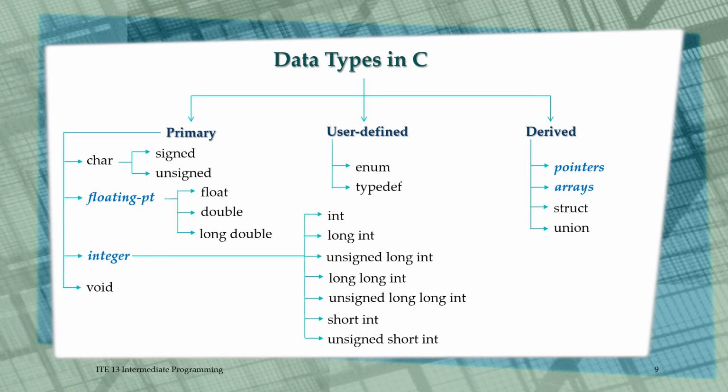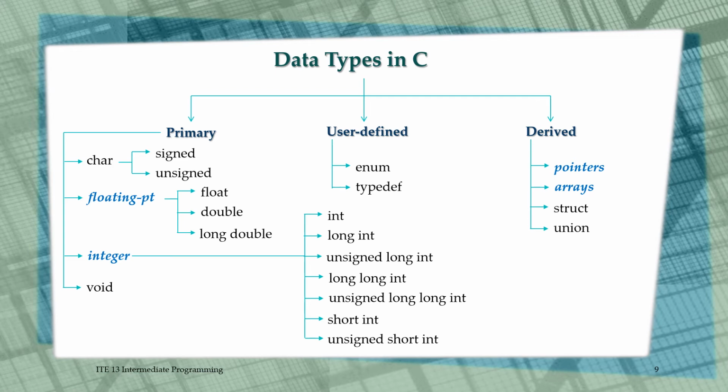All of these data types under primary are also referred to as scalar data types. It means they can only store one value at a time. Moving on to the user-defined group are the data types enum, for enumeration, used to enumerate things like the names of the days in a week or the months in a year. The typedef, on the other hand, is used to create a new type of data.